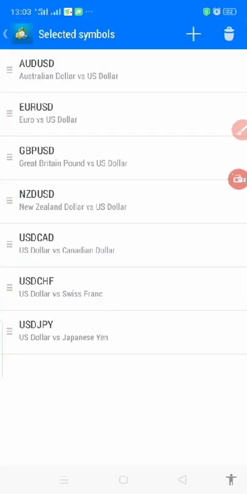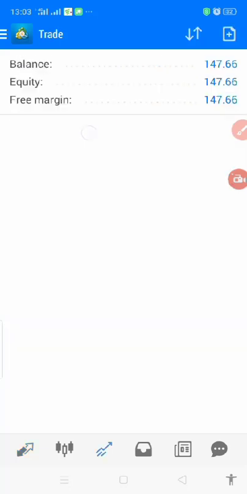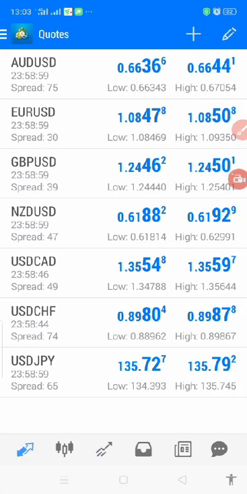So these are the list of major currency pairs that we have. 1, 2, 3, 4, 5, 6, 7. They are traded often. You can see them right here. These are the list of major currency pairs.